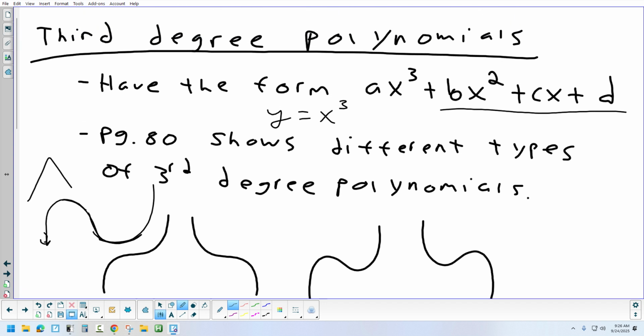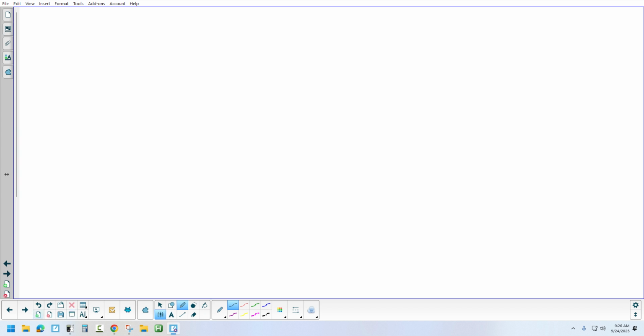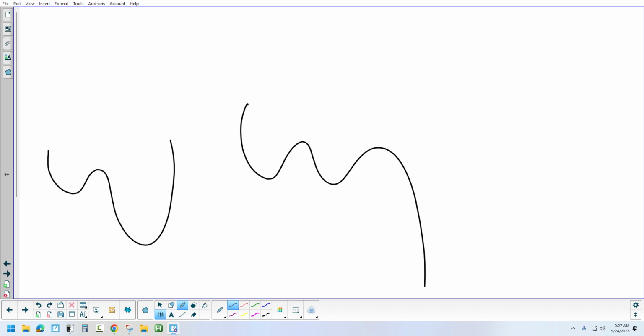Every time that this number goes up by 1, you increase the number of turns it could take. So if that number was a 4, it could turn 3 times. That's what a 4th degree could look like. And then a 5th degree can turn 4 times. So that could do something like this. So every time you add another exponent, it just adds a little bit of complexity to what it looks like.